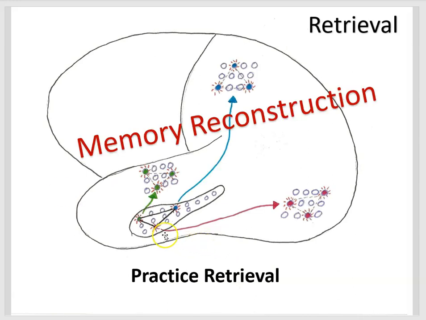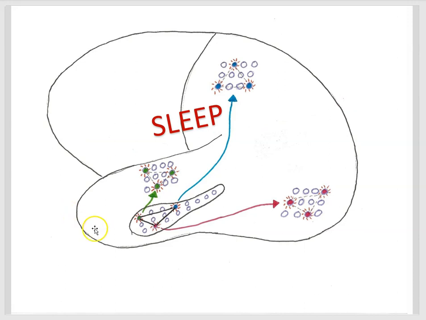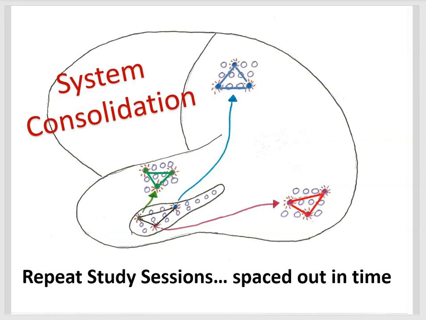In addition, practicing retrieval is a great strategy. Every time we reactivate the cortical memory traces, we can make them stronger. Of course, we need to get our sleep. A lot of memory consolidation is happening during sleep. And we want to repeat our study sessions. And very importantly, spaced out in time.